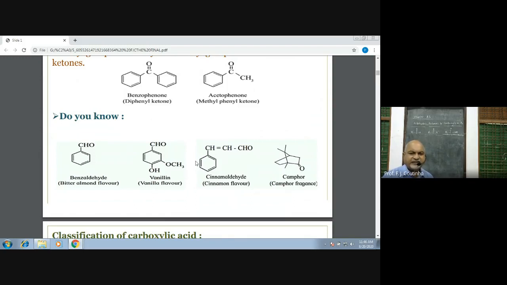Now here, if you see, this is a benzene ring where there is CH double bond CH, so I can say this is an alkene group, a double bond is there. And here it is CHO, so I can say this is an aldehydic group. So what is this? Cinnamaldehyde. It is a cinnamon flavor. You know what cinnamon is, right?